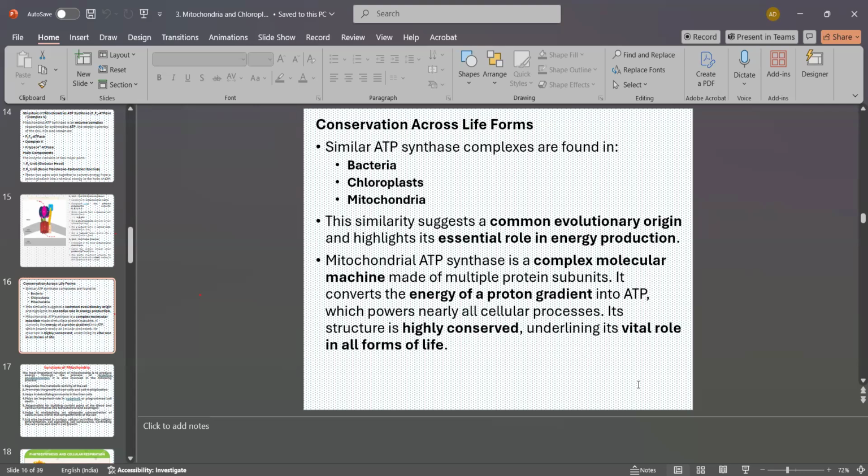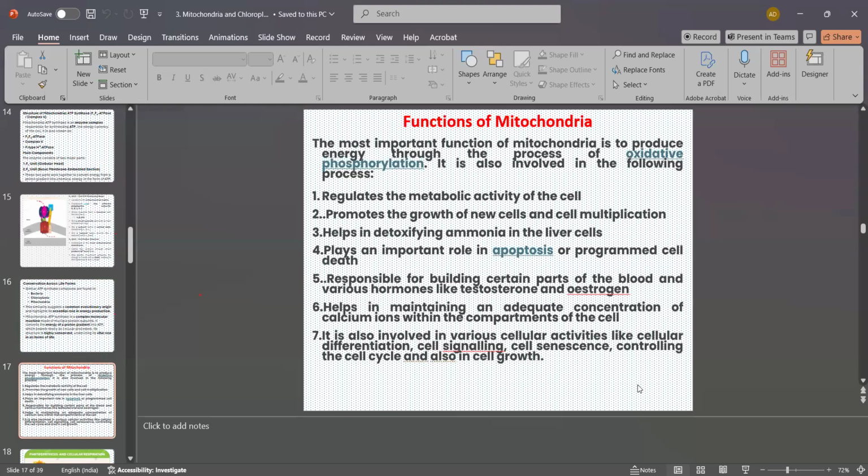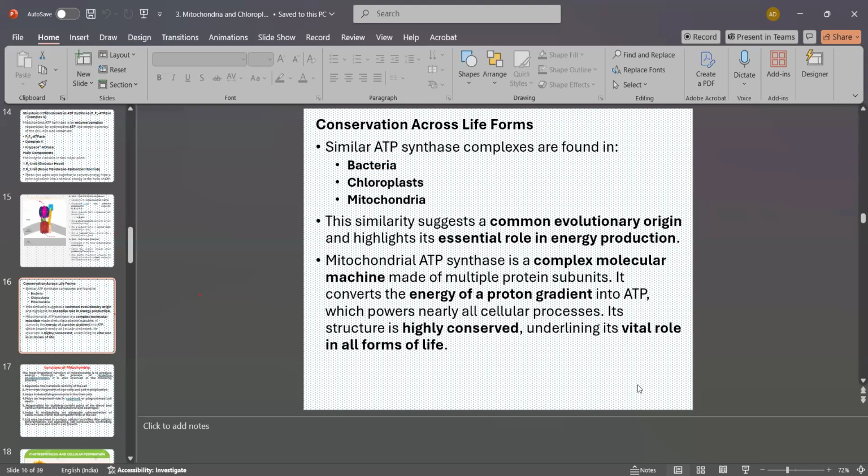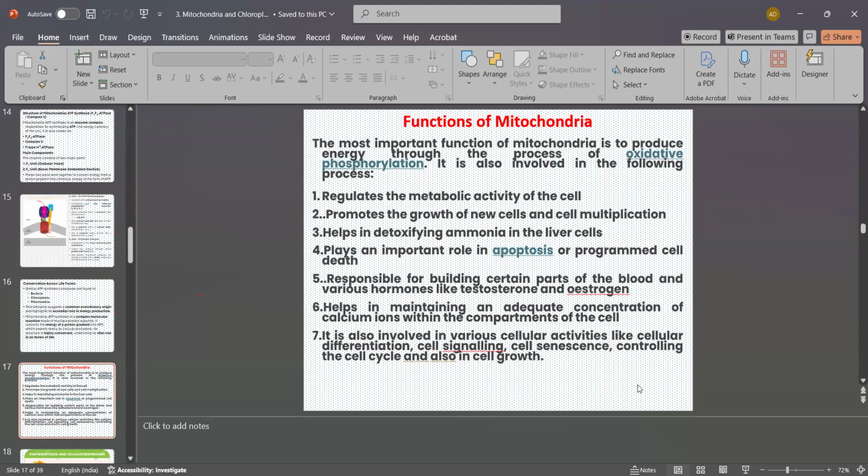Also, what are the major functions of the mitochondria? It means energy currency. How is the energy currency released? Only by the F1 particles, so the oxysomes are important. That is a major part. Then, what are the major functions of mitochondria? The most important function of mitochondria is to produce energy through the process of oxidative phosphorylation.